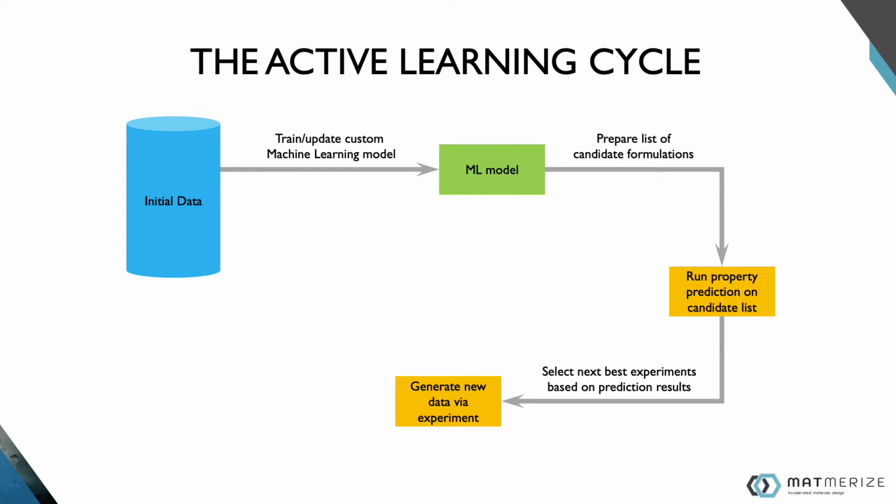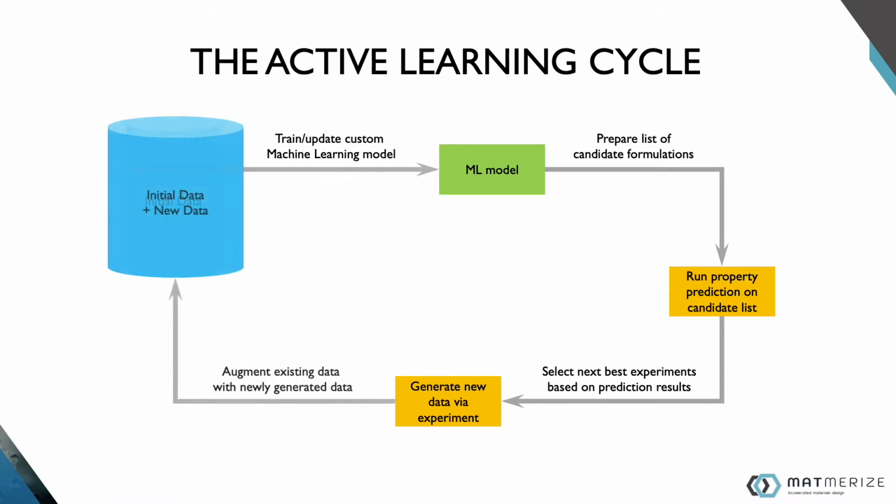If your goal is to improve the performance of the model, you run experiments on the candidates with the highest prediction uncertainty. If your goal is to discover new materials with specific properties, you run experiments on the candidates which were predicted to have the properties of interest. From these experiments, you generate new experimental data points. You can then augment your initial dataset with these new data points and train a new model using this augmented dataset. You repeat these steps until you converge on a material with the desired properties.